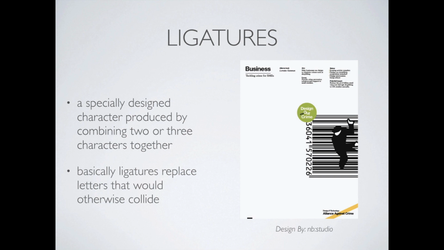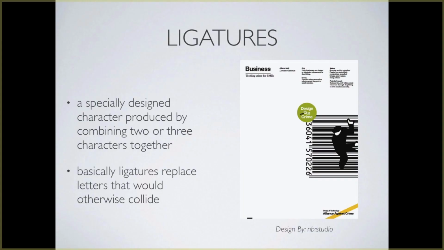Ligatures. Ligatures are specially designed characters produced by combining 2 or 3 characters together. And so the truth of this is it's something you do naturally when you write. So my son, for example, his name is Bennett. And so if I was going to write his name, I would write the 2 T's and then I would cross the 2 T's. Right? That would be natural as part of the writing.